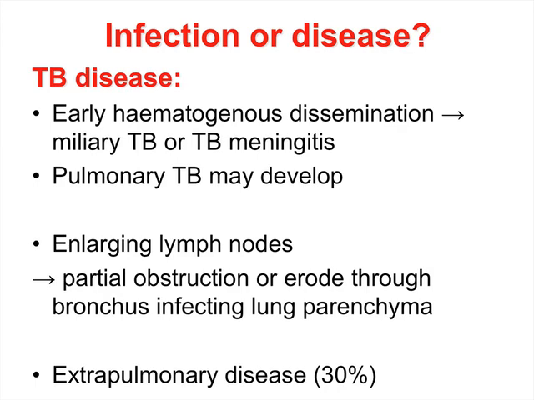Tuberculous disease is associated with early dissemination, which leads to miliary TB or TB meningitis in 0.5 to 2% of infected children, and pulmonary TB may develop. Enlarging lymph nodes can cause partial obstruction or erode through the bronchus, infecting the lung parenchyma. Extrapulmonary disease can develop in approximately 30% of cases.